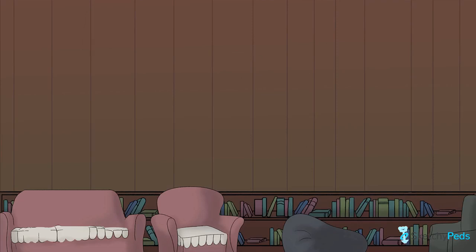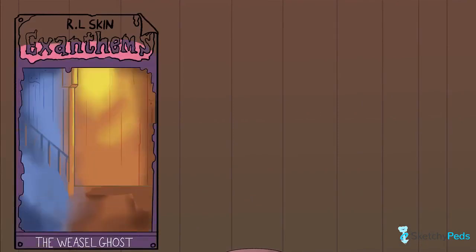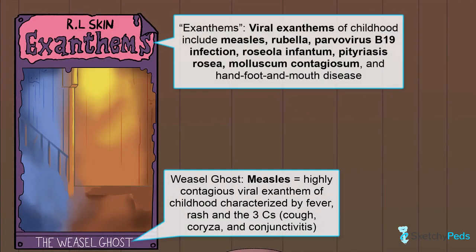Let's begin by briefly introducing these first 4 conditions, which will be depicted on 4 different book covers from the young adult horror novel series Exanthems by R.L. Skin. First up, measles, caused by measles virus infection, previously known as Rubeola. It's highly contagious and characterized by fever, rash, and the 3 C's: cough, coryza, and conjunctivitis. You'll see all things measles depicted by this poster of the first book in the Exanthems series, The Weasel Ghost.